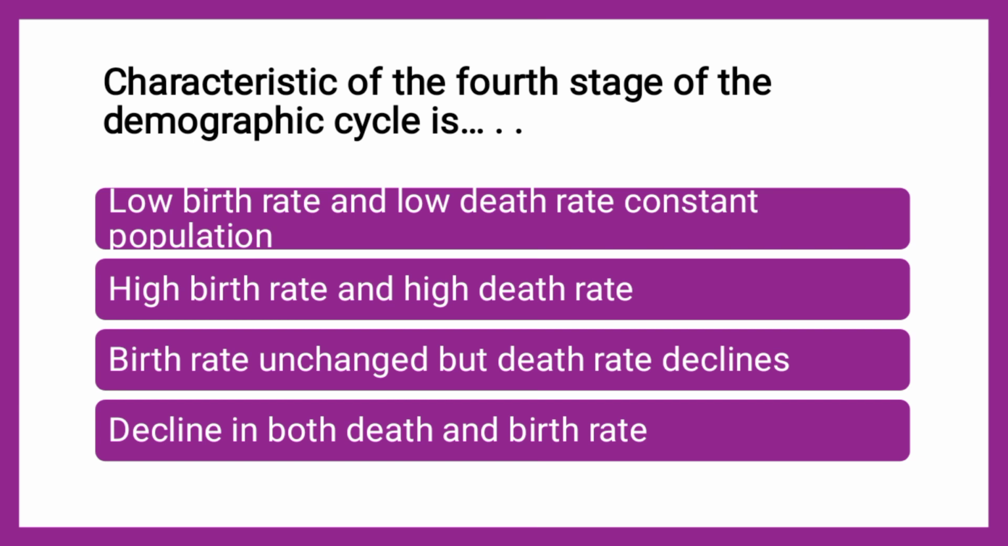Next question is, characteristics of the fourth stage of demographic cycle is. Now the fourth stage of demographic cycle is stationary. That means birth rate and death rate both have declined but they are at the constant rate, same rate. So low birth rate, low death rate, constant population, high birth rate, high death rate, birth rate unchanged but death rate has declined, or decline in both death and birth rate. So there is decline in both birth rate and death rate, but the condition is the population is constant. So the correct answer is, it is low birth rate and low death rate but the population is constant.